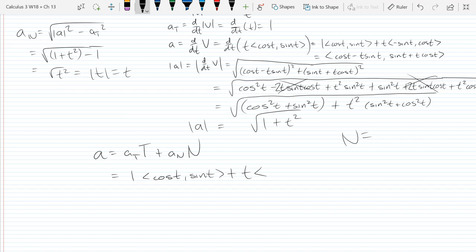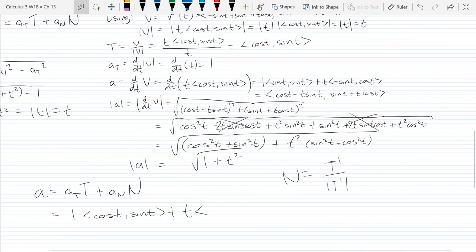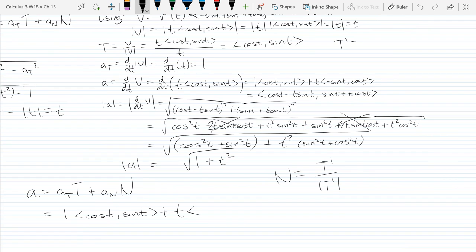Just T over magnitude T? Yeah, but then I need kappa. And it's T prime over magnitude T prime. And that means I need T prime. This T. And magnitude will be 1. It's our regular sine cosine.